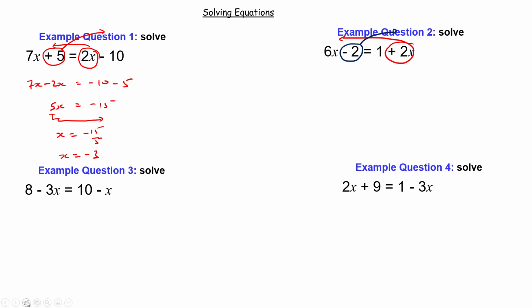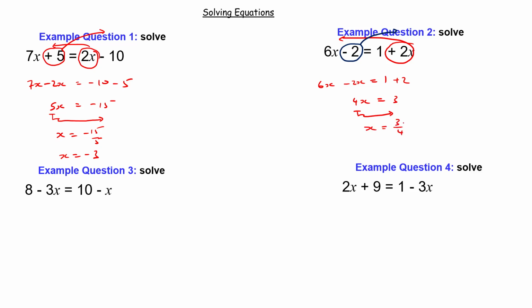So if we write that out in full, we've got, let's go back to red, 6x becomes minus 2x on this side is equal to 1, and the minus 2 becomes plus 2. 6x minus 2x is 4x, and 1 plus 2 is 3. To get the x on its own, take the 4 down. It's times on this side, so it's going to be divide here. So x is equal to 3 over 4, or 3/4.